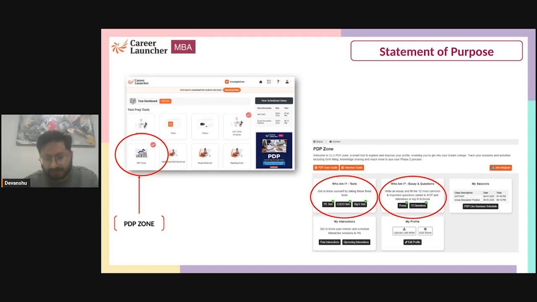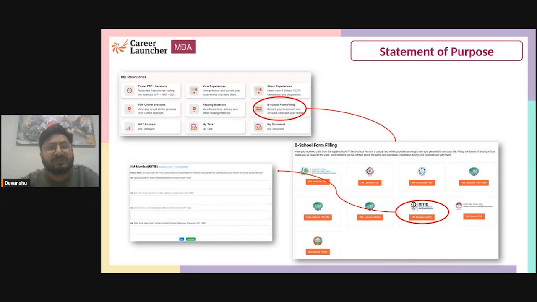Then for the students who are a part of the CLPDP program, in my resources section under the PDP zone, there is B school form filling, as you can see on the screen on the left-hand side. So when you click on the B school form filling, a lot of B schools will open. For example, your IIM Calcutta, IIFT, and so on. As soon as you click on that particular B school which you are applying for, there will be a similar form which they have asked in the actual form.